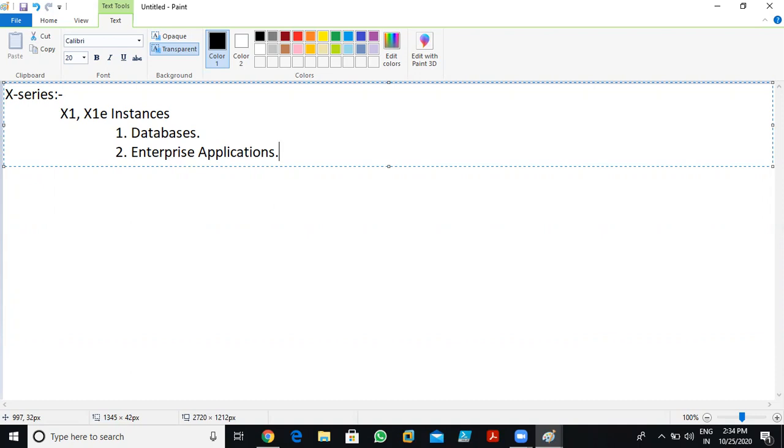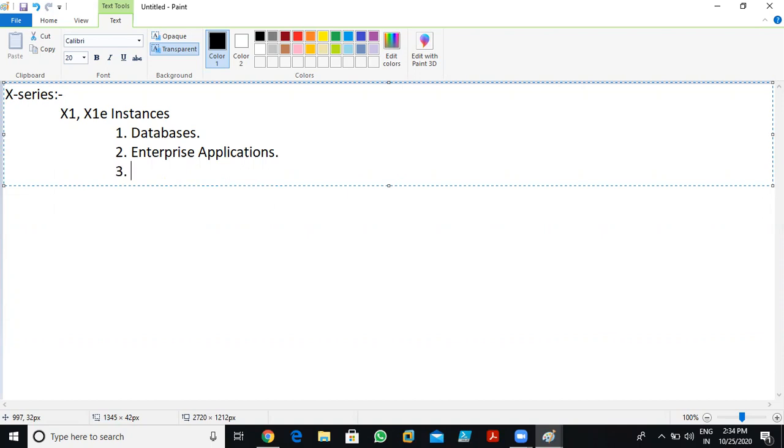The X series is also used in electronic design automation.